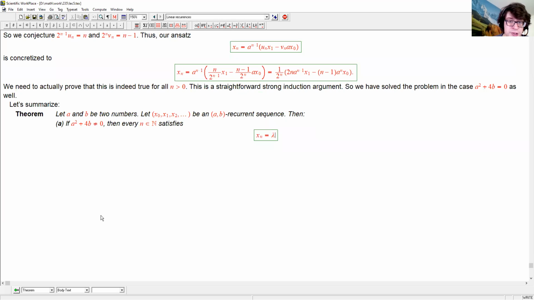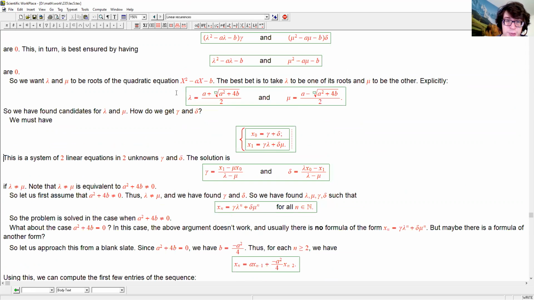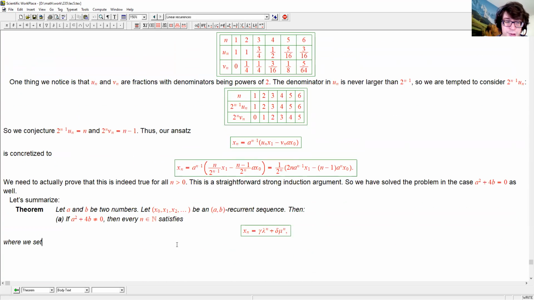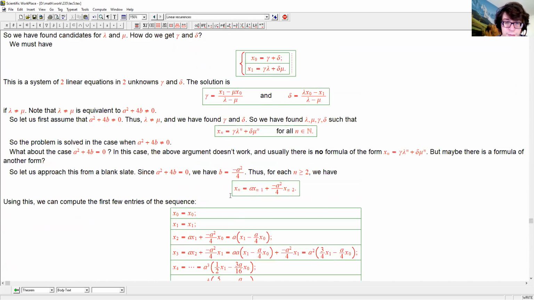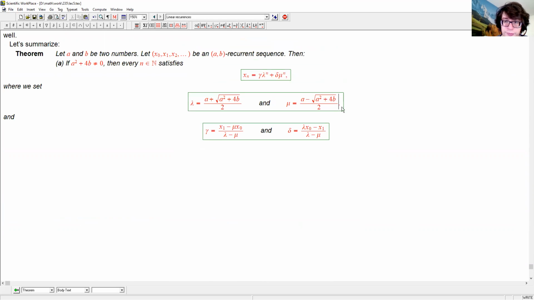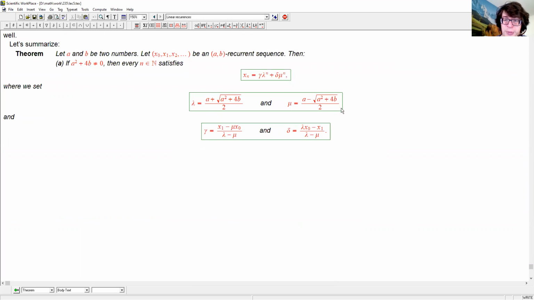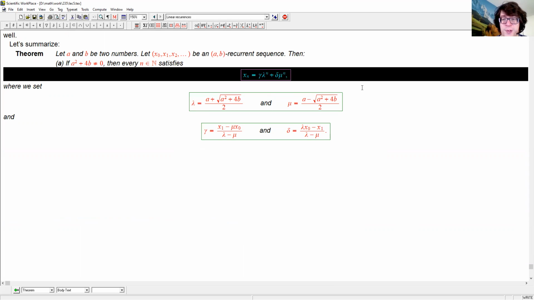xn is gamma lambda to the n plus delta mu to the n, where we set, and now we just copy paste these formulas back into the theorem. This is kind of messy. In many cases, these numbers do simplify, not always as nicely as you wish, but it is an explicit formula, it's just long.